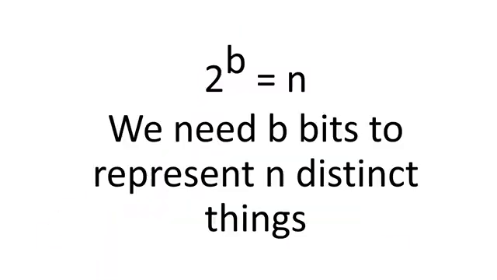So now I'll show you a slide with the biggest font you'll see throughout the course. The relationship is 2^b = n. So if we know how many bits we have, we just raise 2 to the power of b, and that tells us how many unique combinations of those bits we get, which tells us how many unique things we can represent.